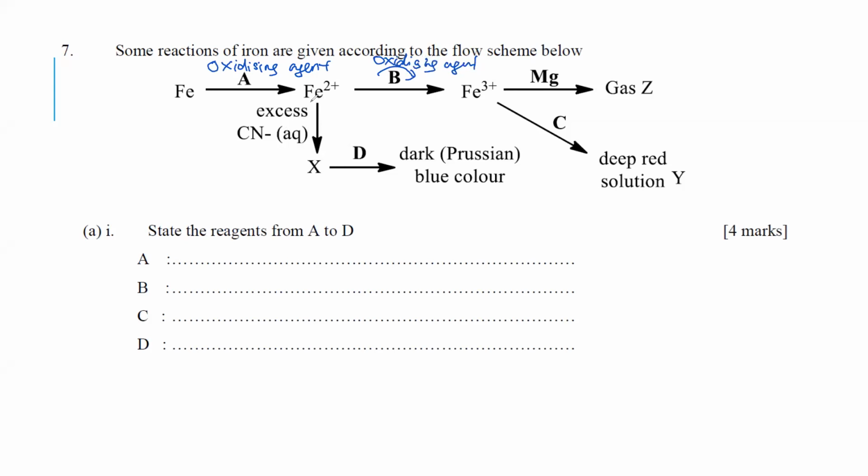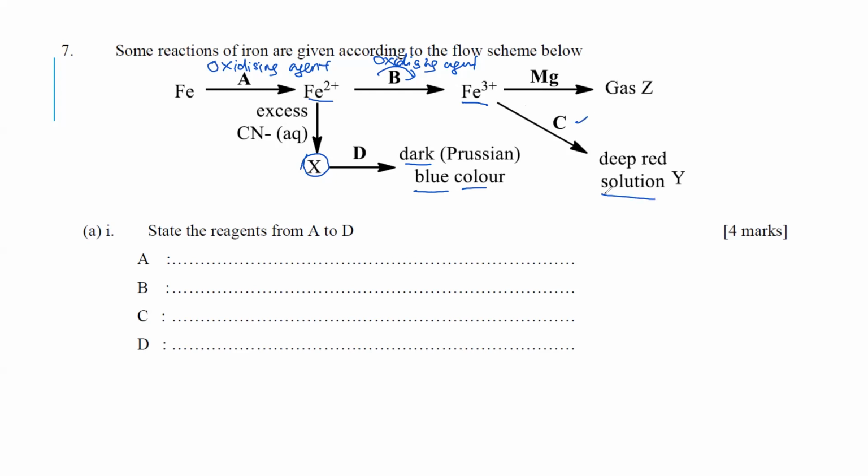Okay, and when you add Fe2+ with excess cyanide ion, you form a complex in here. So what is the complex when we add Fe2+? And then when we add D, it gives a dark blue color in here. Okay, and then for Fe3+, when you react with C, it gives a deep red solution.